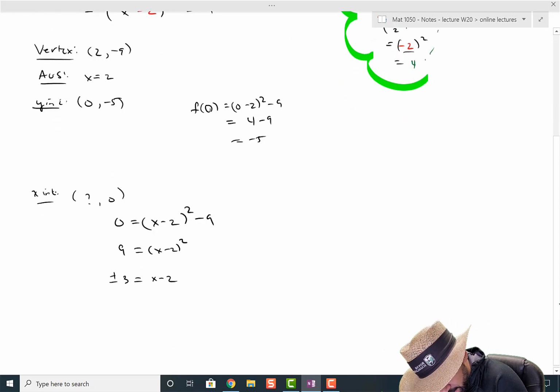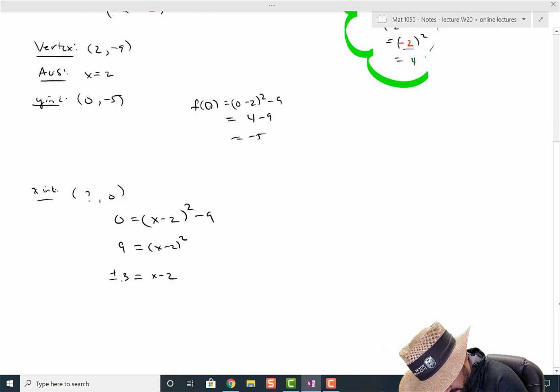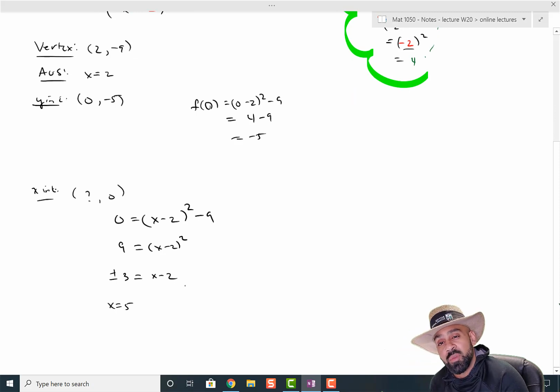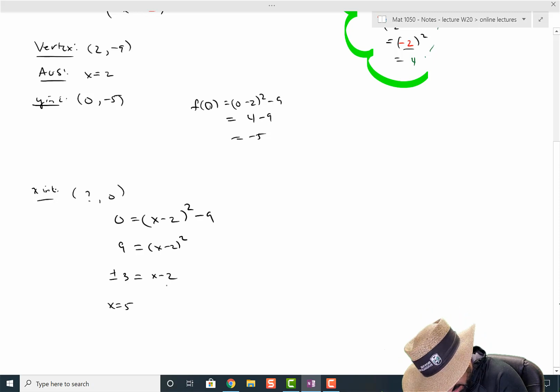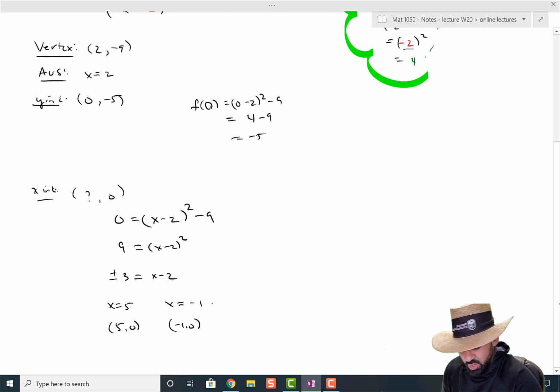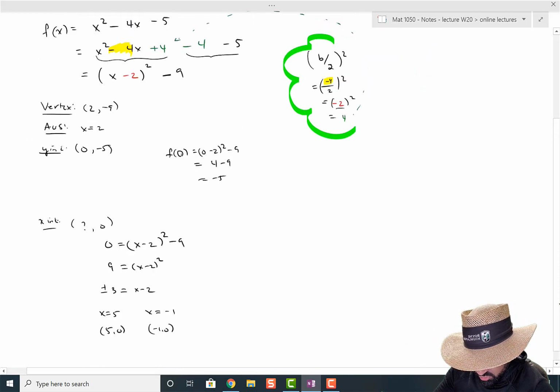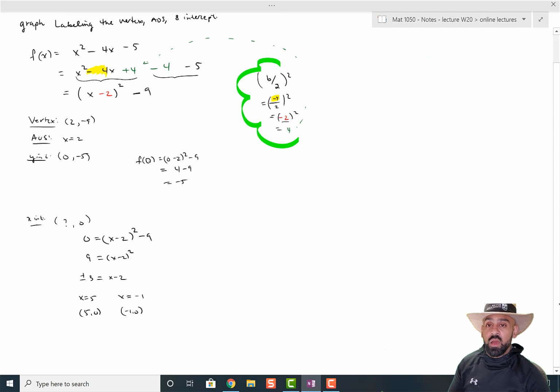So effectively, this is a plus 3. That'll be x equals 5 when I add that 2 over. If it was a minus 3, that'll be x equals minus 1. So that's an x-intercept here and an x-intercept there. So, note, you've started with a problem that was completely not ready to even be touched graphically.